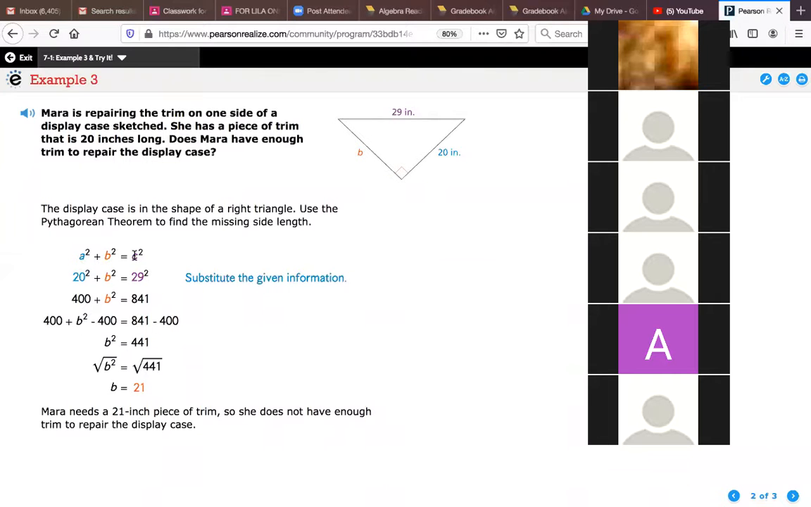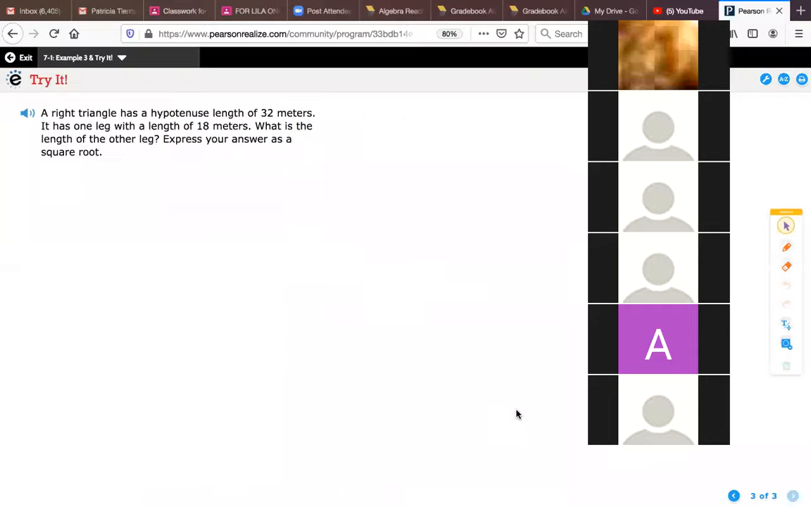So what Bella said is she knows that it's a squared plus b squared equals c squared, and that this is the hypotenuse. She sees that this is the longest side. It gives us this and it gives us this. So she did 20 squared plus b squared, which we don't know, equals 841, which is 400 plus b squared. She subtracted 400 on both sides. She got b squared equals 441. Down here, she took the square root of both sides, and she got that b is equal to 21. She needs a 21-inch piece. She has a 20-inch piece. Therefore, she does not have enough to fix the display case. Okay? Good job on that one.